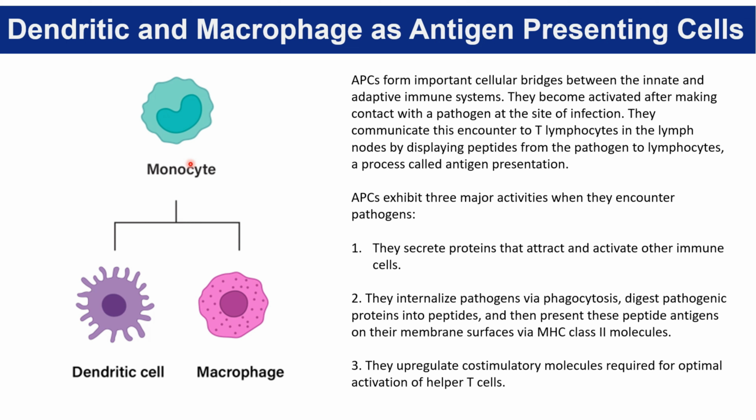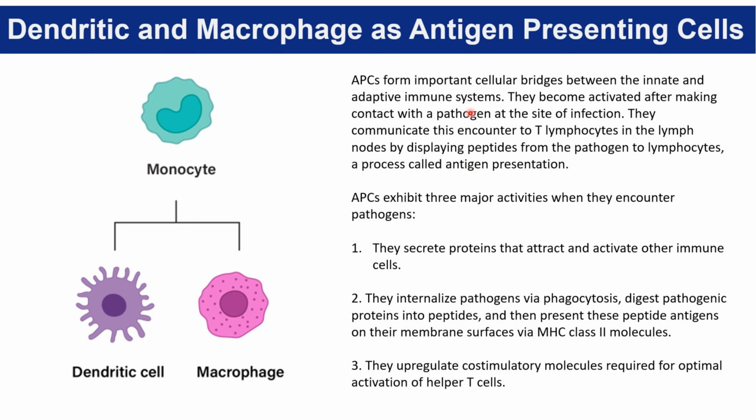Now coming to the monocyte, both dendritic cells and macrophages function as antigen presenting cells. The antigen presenting cells have a very important function because they are the bridge between the innate immune response and the adaptive immune response. The innate immune response is something that we are born with, but the adaptive immune response is something that our body develops when encountering any pathogens. This is critically important because they form the link between these two systems.